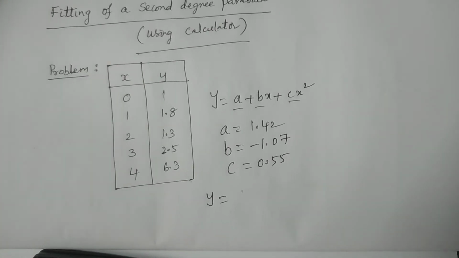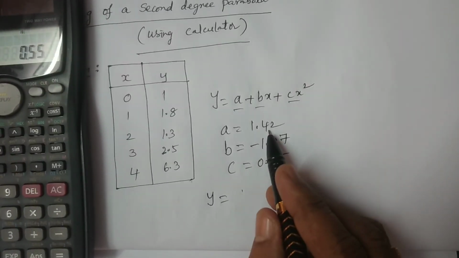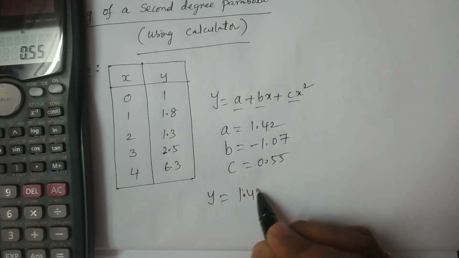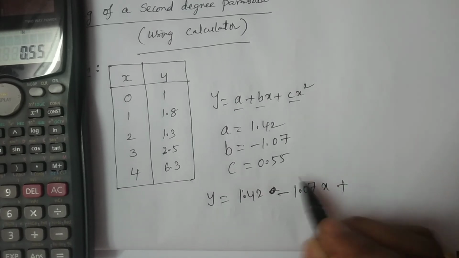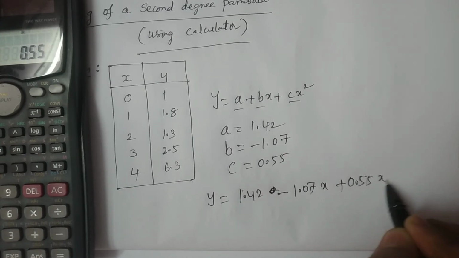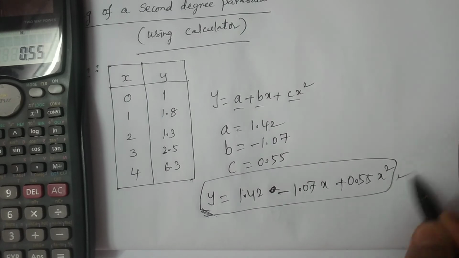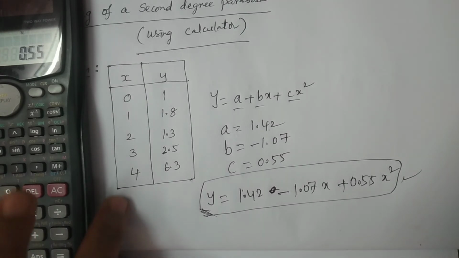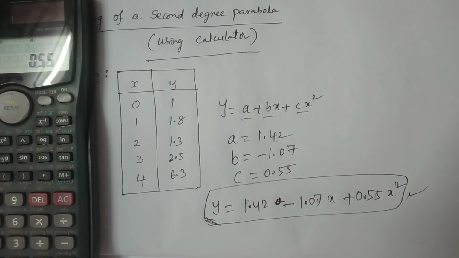Therefore, I conclude now the value here. Which are the values here by using the calculator? Y is equal to A, which is 1.42, plus B, which is minus, therefore minus 1.07x, plus C, which is 0.55 x square. This is the required second degree parabola. It is obtained from the calculator. Hope you understand. This is the procedure of calculating the second degree parabola by using the calculator. Thank you so much.